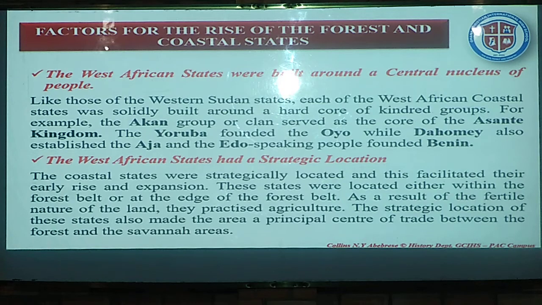The West African forest and coastal states also were located at strategic places. All the states that we have talked about were located strategically. The coastal states were strategically located, and this facilitated their early rise and expansion. These states were located either within the forest belt or at the edge of the forest belt. As a result of the fertile nature of the land, they practiced agriculture. The strategic location of these states also made the area a principal center of trade between the forest and the savanna areas.